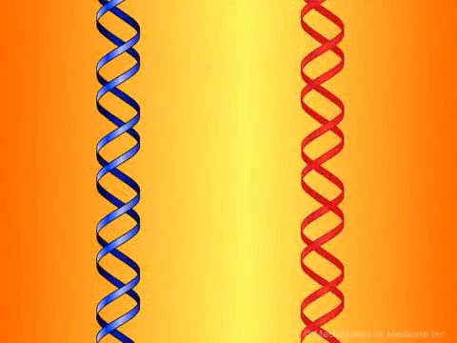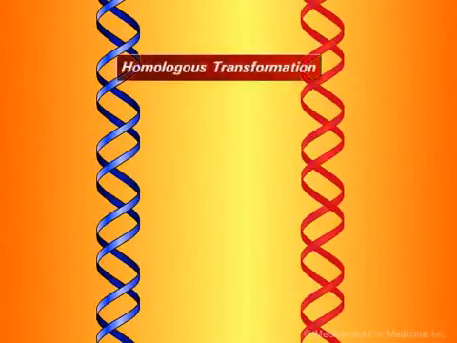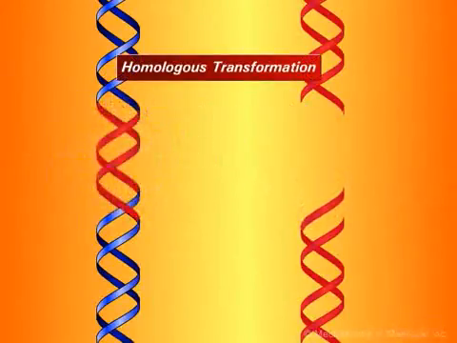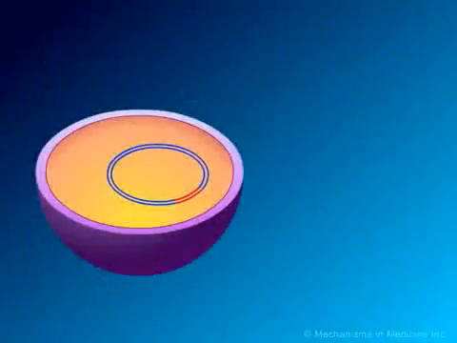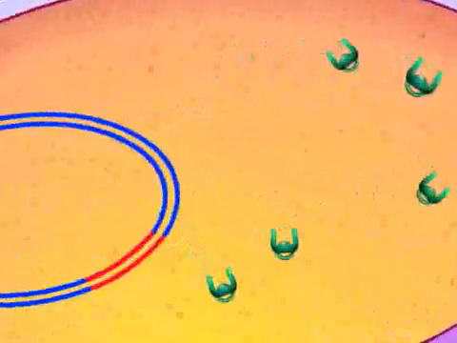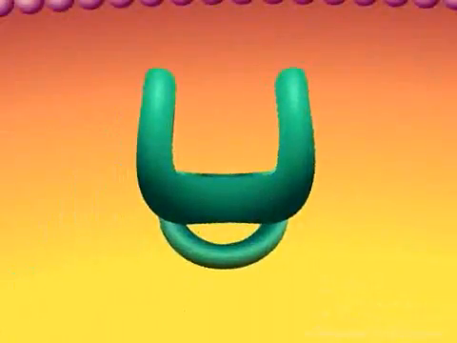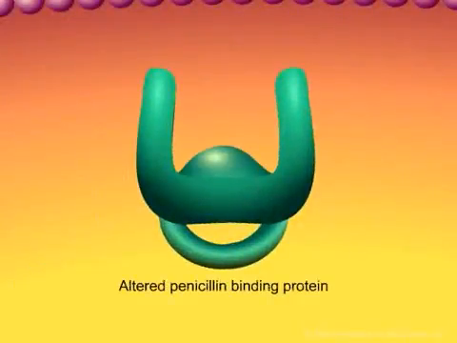Once inside the bacterium, the resistance gene may be transferred from the naked DNA to the chromosome of the host bacteria by a process known as homologous transformation. Over time, the bacterium may acquire enough of these resistance genes to result in a remodeling of the segment of the host DNA. If this remodeled DNA segment codes for cross-linking enzymes, i.e. penicillin-binding proteins, the result is the production of altered penicillin-binding proteins.